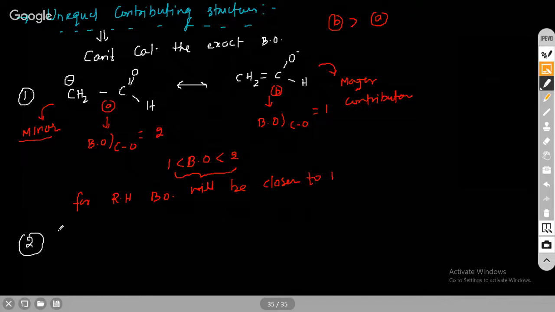Second one, you see, one last example. If I have this molecule, chlorine, and then chlorine. This is alpha and this is beta. What is the bond order of alpha? What is the relation of the bond order of alpha and the bond order of beta? Which one is more, which one is less?